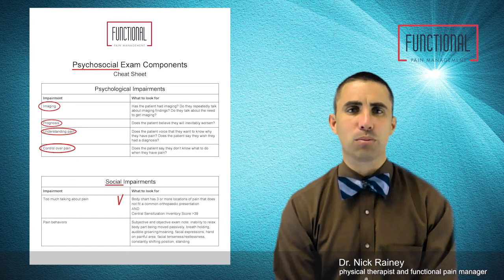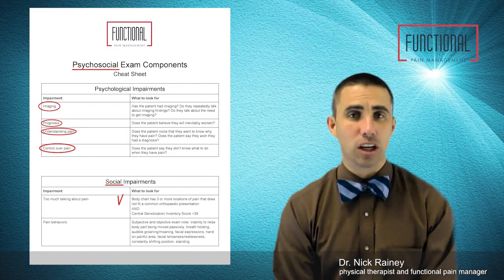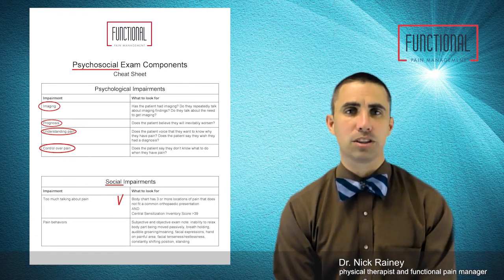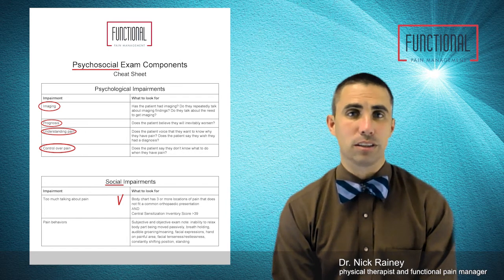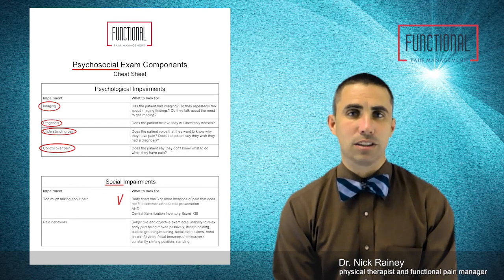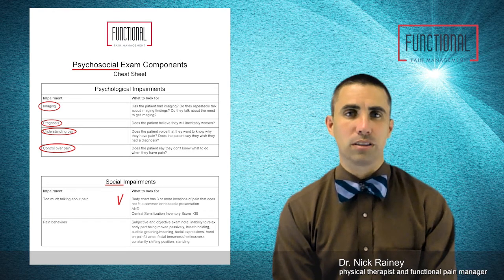If the patient has 3 or more locations of pain that does not fit a common orthopedic presentation, then central sensitization inventory A should be filled out. For instance, if a person has right neck pain, right upper arm pain, and right numbness and tingling in the first and second digits, this follows a common orthopedic presentation. Obviously, we need to do a good differential diagnosis in the exam and not diagnose the patient prematurely.